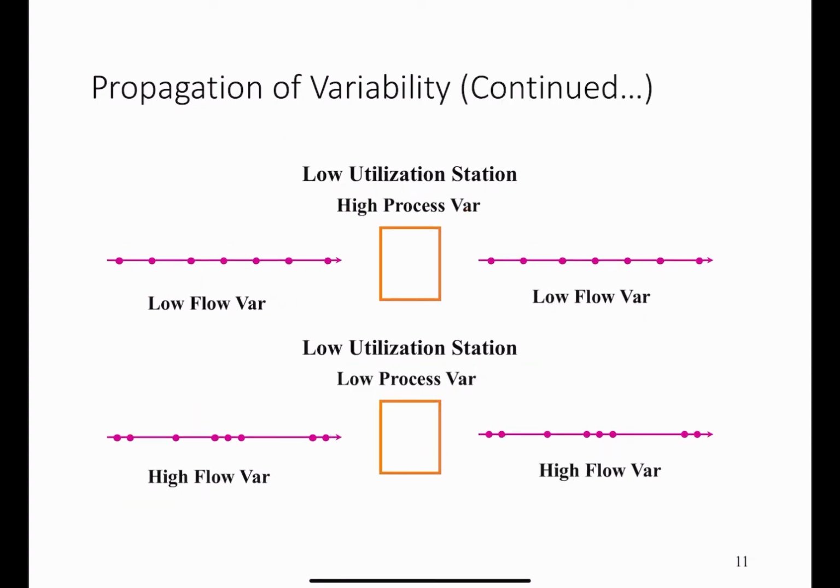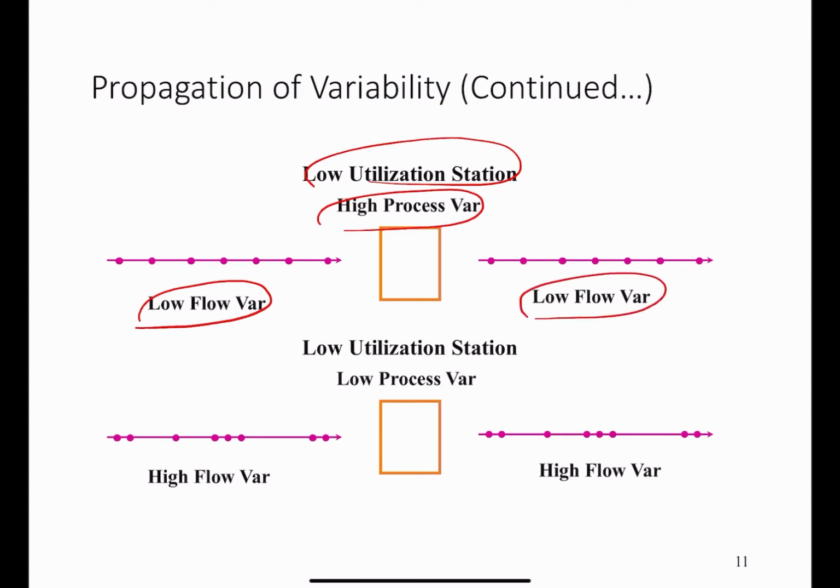This is another example. Let's focus on the one on top. When I have a low variability arrival, a low utilization station, and a high process variability service, then my output will remain as a low flow variability. But when I have a low process variability, and my input has a high flow variability, my output will remain as a high flow variability.